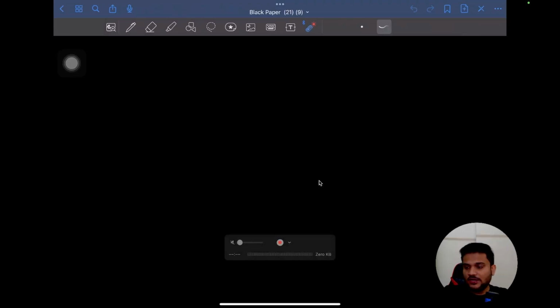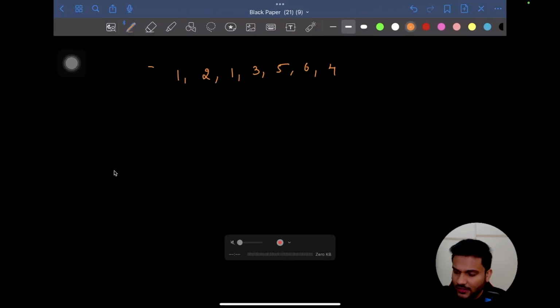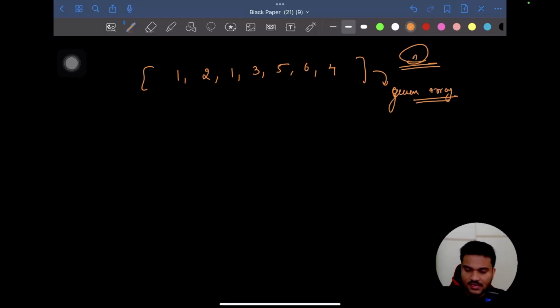Okay. So let's see. What the author suggests is that, let's take this example. I'm writing this particular example on my iPad. Okay, just a second. 1, 2, 1, 3, 5, 6, 4. Okay, so this is the given array, and the size of the array is n. It's an n length array.